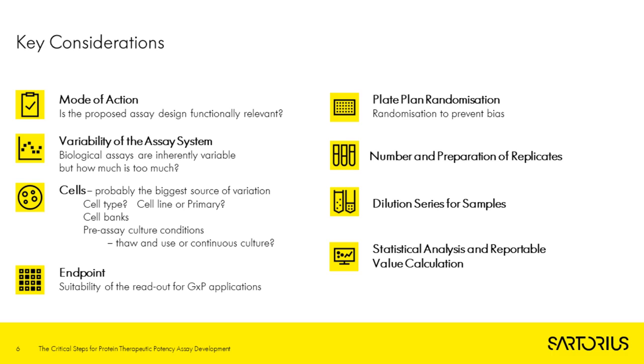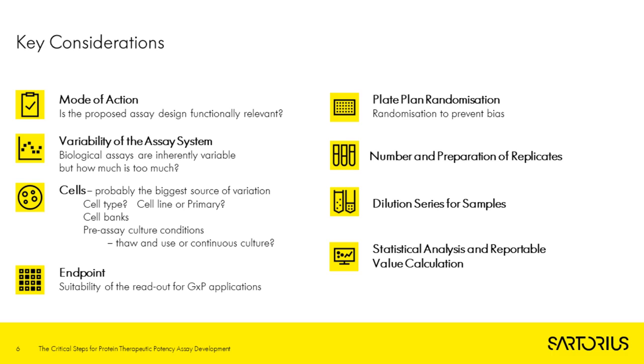We could create master and working assay cell banks. We can standardise pre-assay culture conditions. It's also increasingly common to use thaw and use cells. So here you bank enough cells per vial for one assay run. And that even further controls the variation by standardising the passage number of the cells going into the assay. But continuous culture is also an option that can work very well.